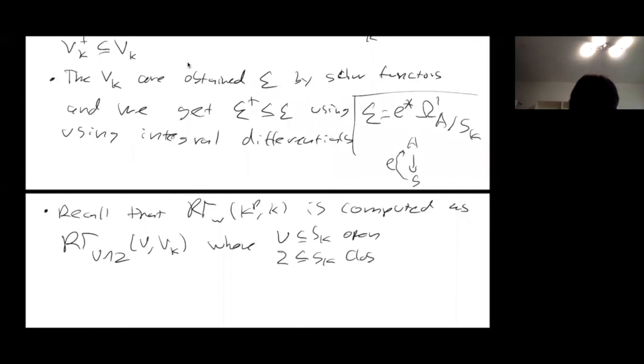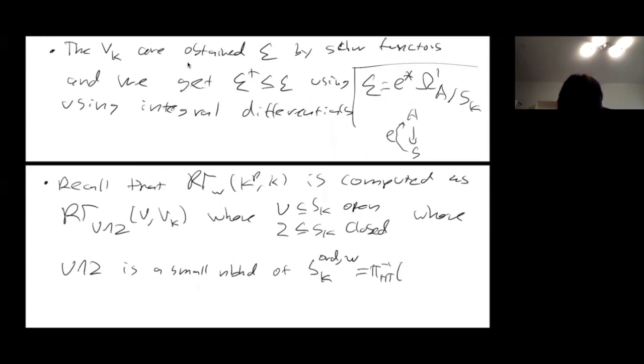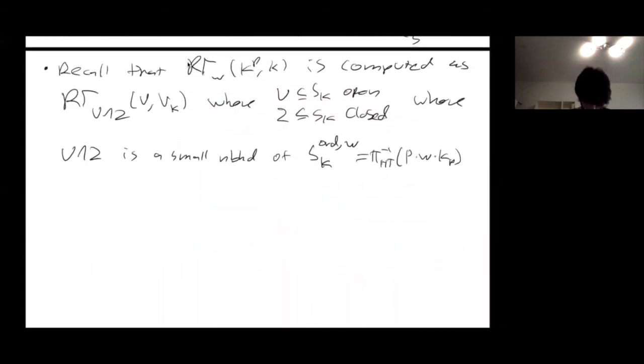Z is closed. And sort of the point is that U intersect Z is a small locally closed neighborhood, which we can make as small as we want, of this component of the ordinary locus, which I'm going to call S_K ord W, which is this sort of pi Hodge-Tate inverse of P W K_p. Well, at least up to some higher rank points, but I'm never actually going to do anything with this. So it doesn't really matter which, I only care about the classical points anyways. Okay, so this component of the ordinary locus.